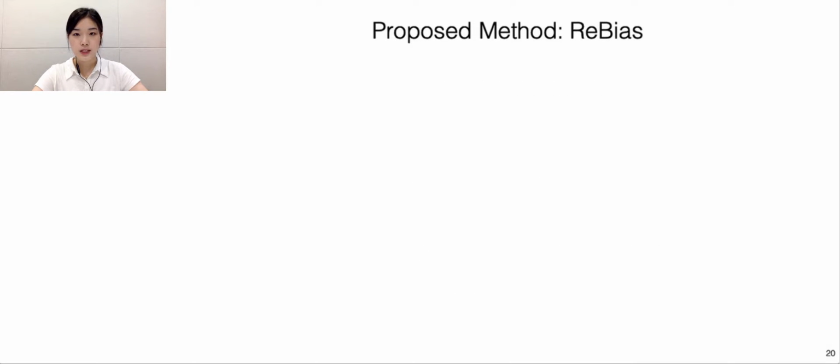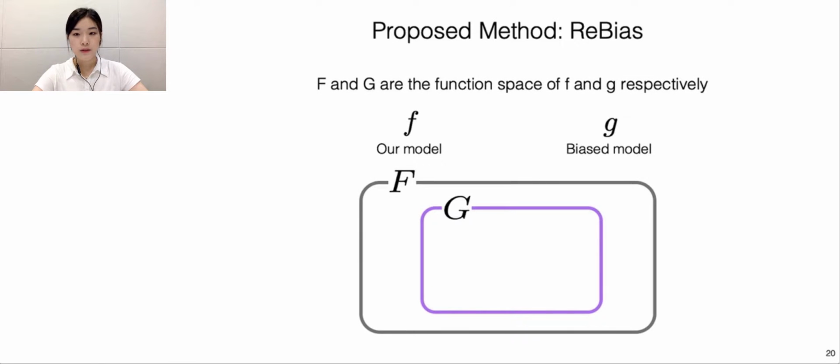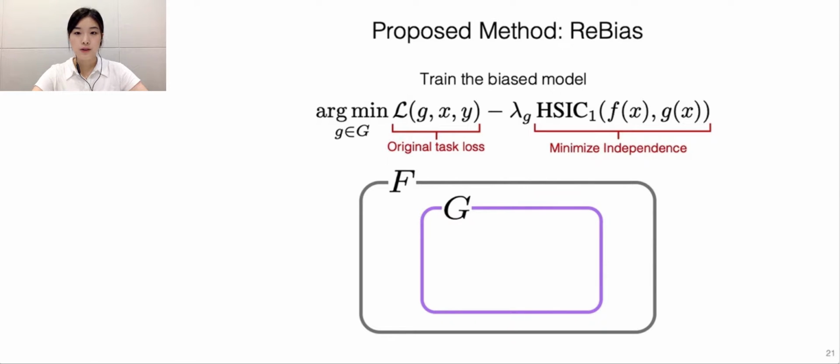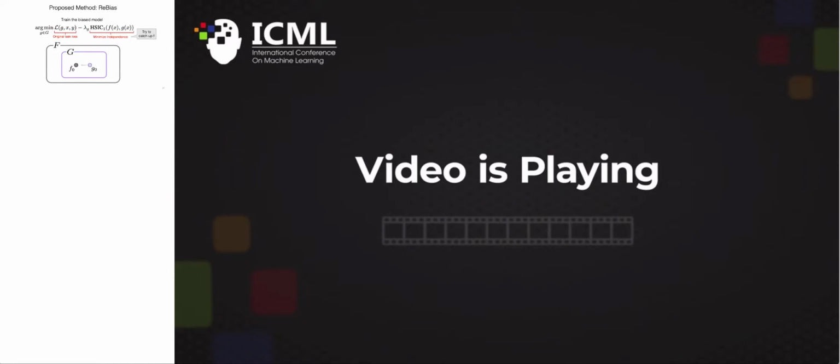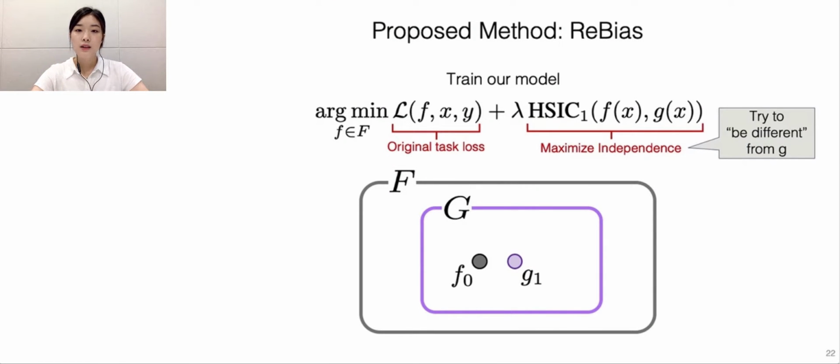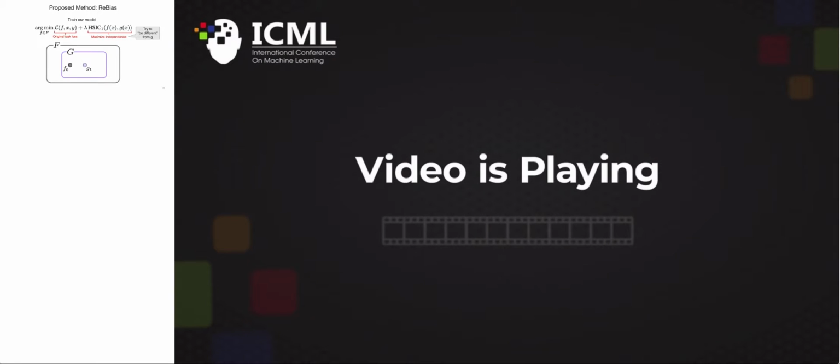Now we explain our objective function in detail. Given our model F and the biased model G, we denote their function spaces as capital F and capital G respectively. Conceptually, F completely contains G because G is architecturally constrained. We first train a biased model by minimizing independence between the two representations F and G. In other words, G tries to catch up to F while minimizing the original task loss. Then we train our model by maximizing independence between the two representations. So F tries to be different from G while minimizing the original task loss. And we repeat these steps alternately.